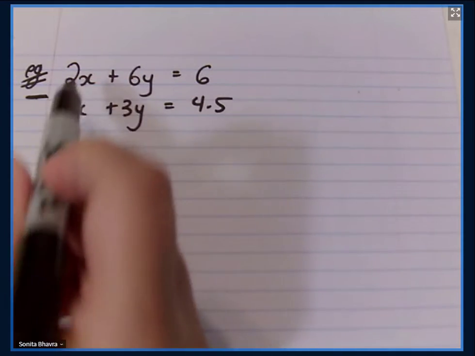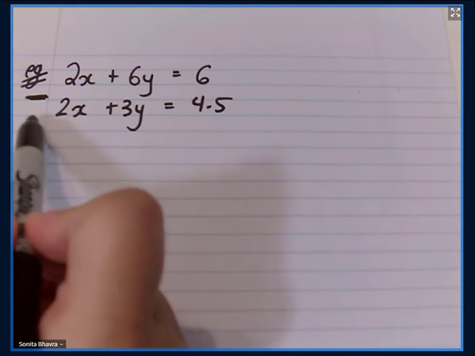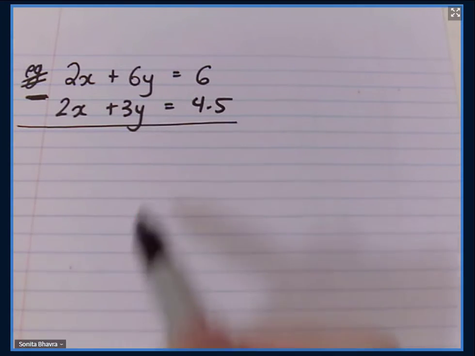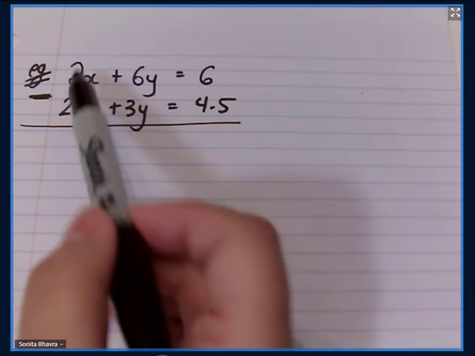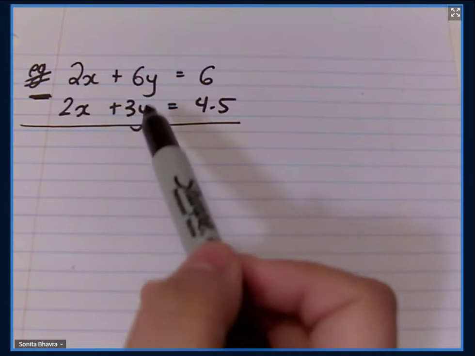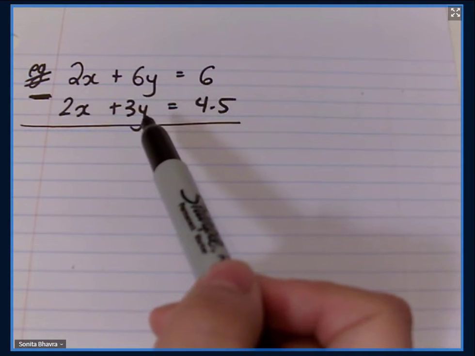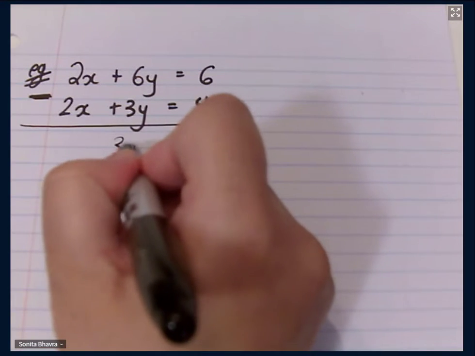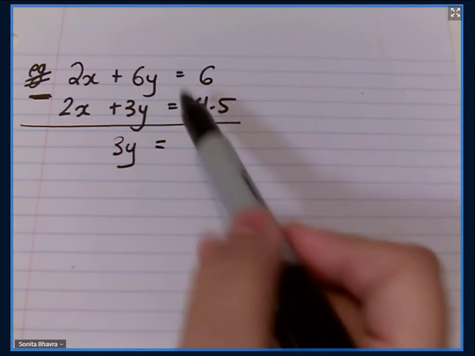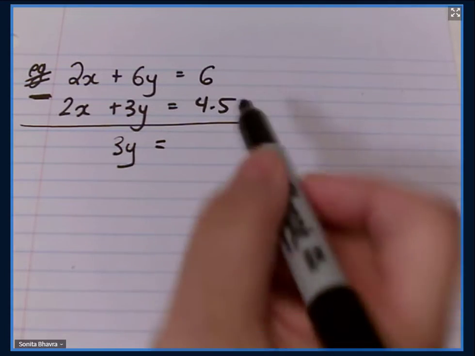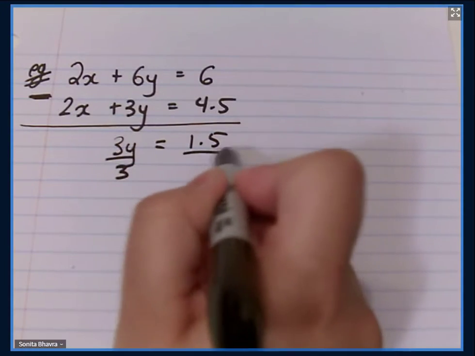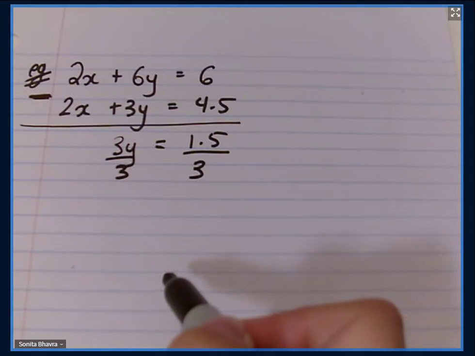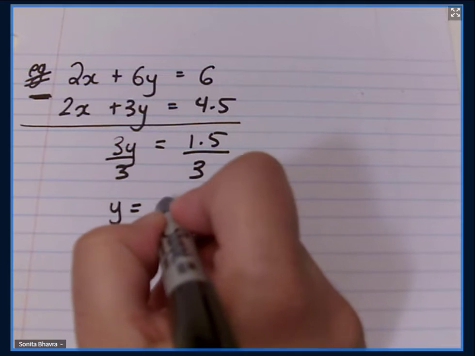So again, I'm showing my subtraction right here, and I'm just going to do this like a subtraction question. So we'll start here, 2x minus 2x, that's 0. 6y minus 3y is 3y. And then 6 minus 4.5 is 1.5. And then we'll just divide by 3 on both sides, and we get that y is equal to 0.5.